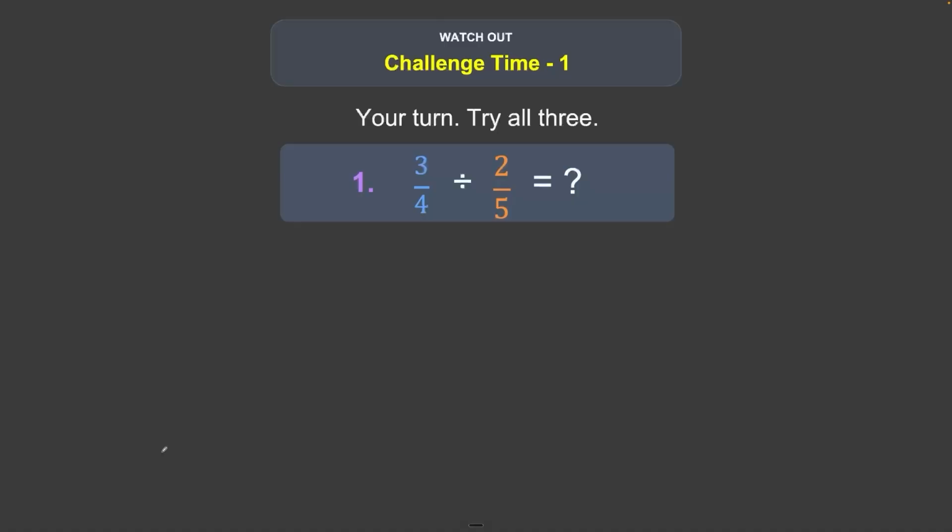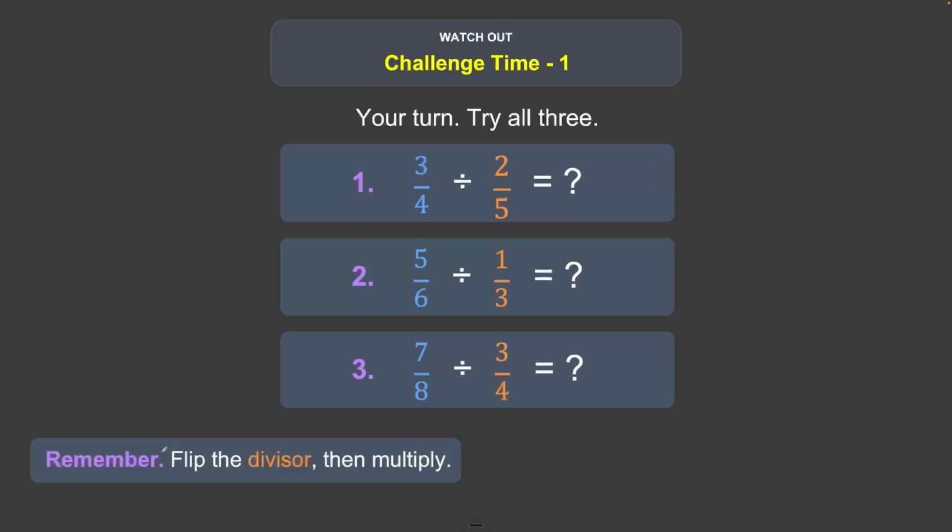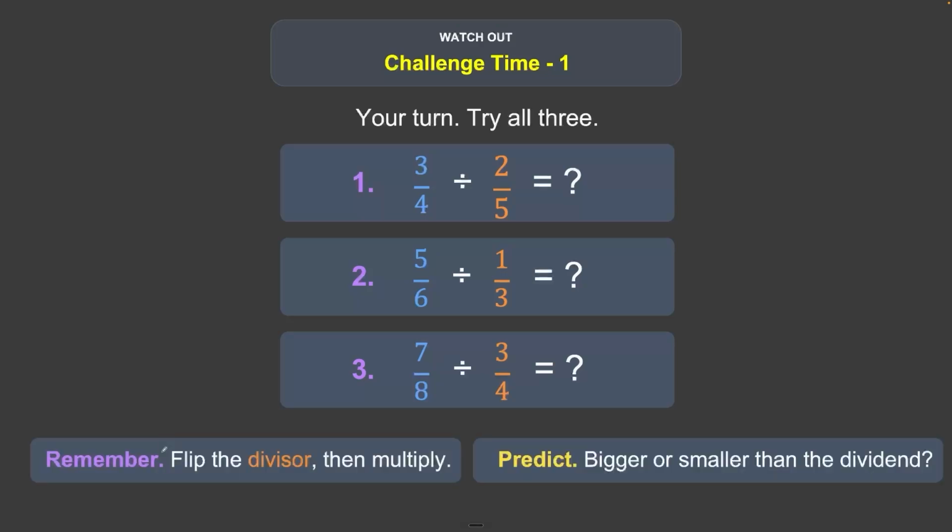Try these. First, 3/4 divided by 2/5. Second, 5/6 divided by 1/3. And 7/8 divided by 3/4. Remember, flip the divisor, then multiply. Before you do that, try predicting if the number will be smaller or bigger than the dividend.